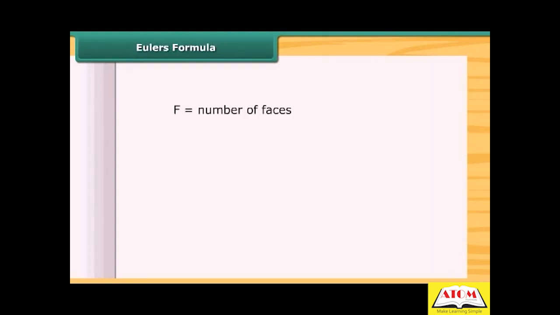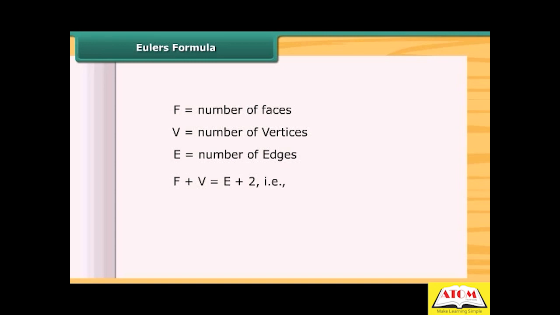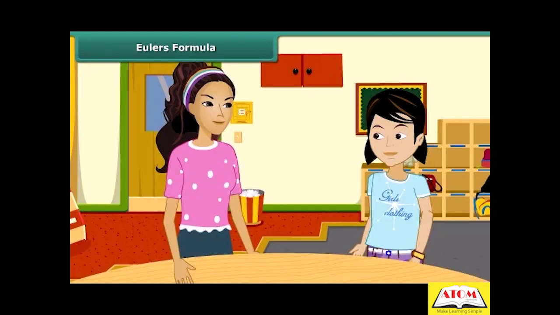If F stands for number of faces, V stands for number of vertices, and E stands for number of edges, then Euler's formula is F plus V is equal to E plus 2. That is, F plus V minus E is equal to 2. This formula is true for any polyhedron. If the number of vertices and number of edges of a polyhedron is given, then we can find the number of faces of that polyhedron using Euler's formula.